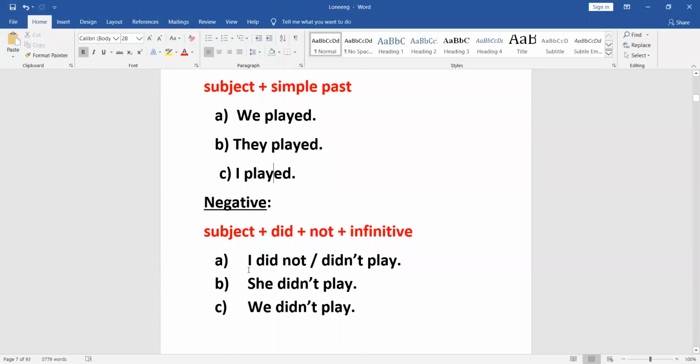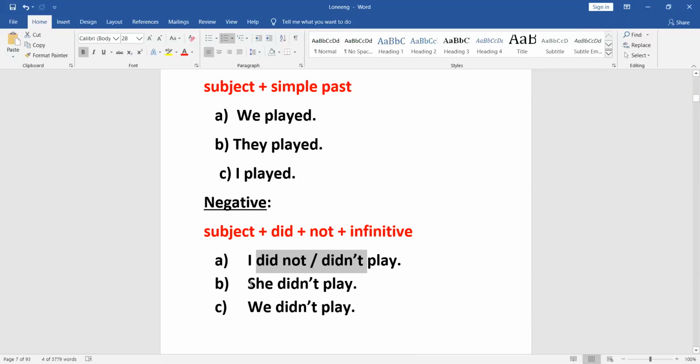Let's take a look at negative sentences. It's going to be subject plus the word did plus the word not plus the infinitive. Infinitive means the original root verb. So I did not play, or you can say I didn't play. It's just the short form of the word not. The o is removed and an apostrophe is put.